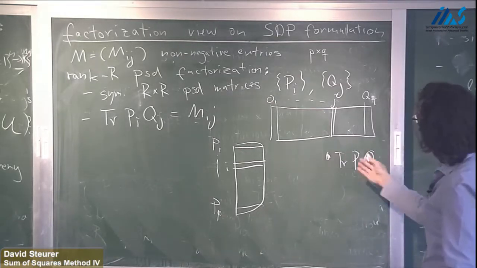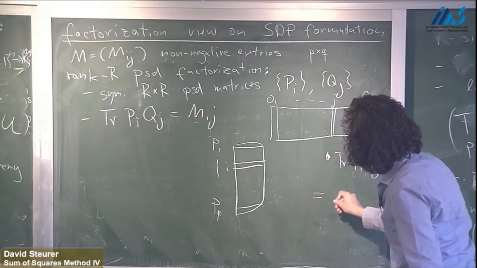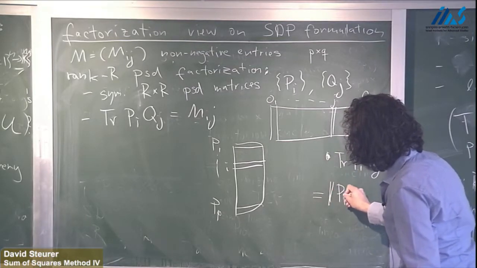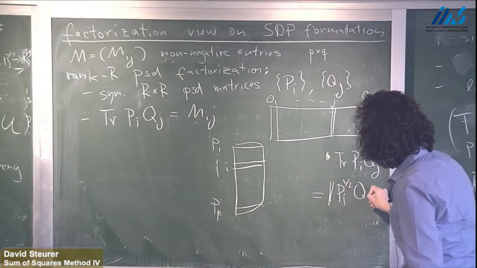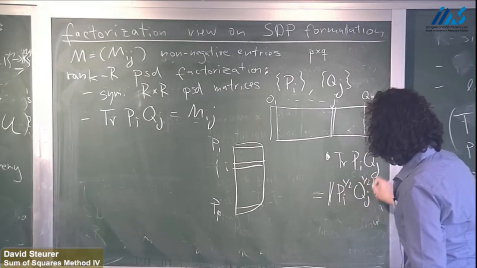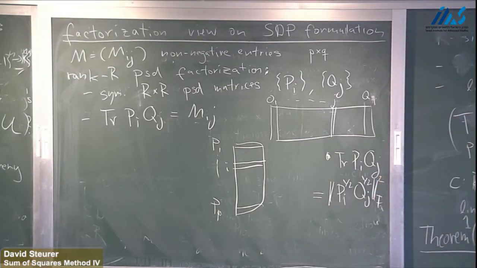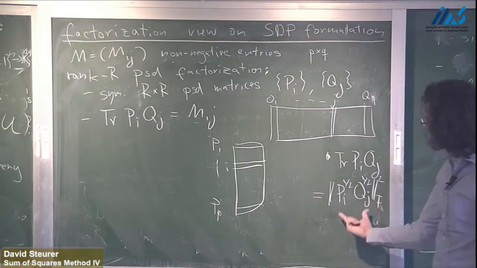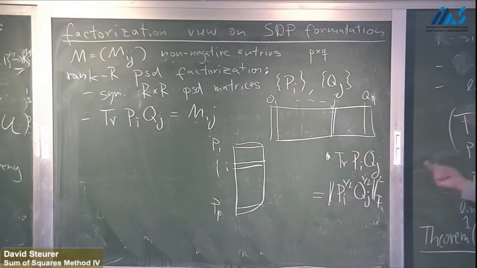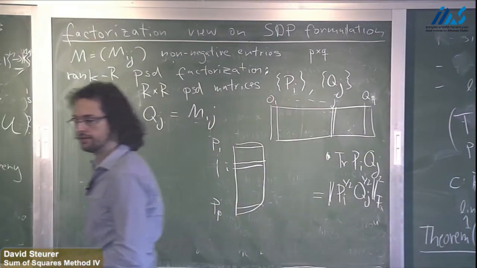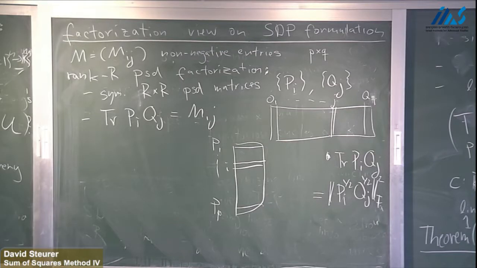Another way to see it, we'll use this identity in a bit. This is also the same as the Frobenius norm of the square root of P_i times the square root of Q_j, squared. And norms are non-negative. The existence of square roots requires that they are PSD and symmetric. This also requires some cyclicity. Yes.